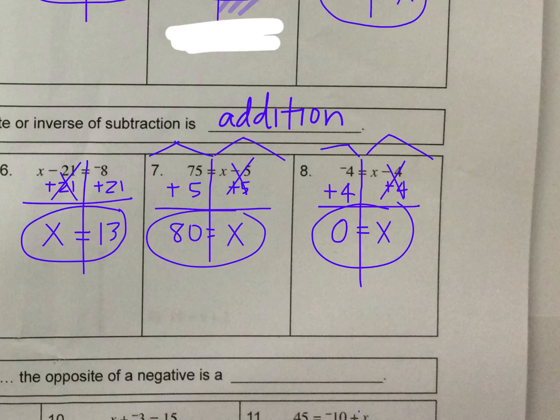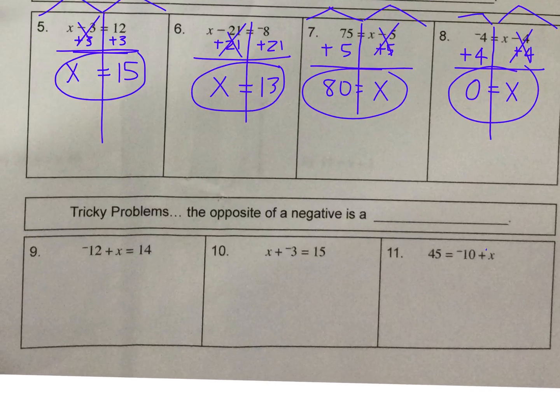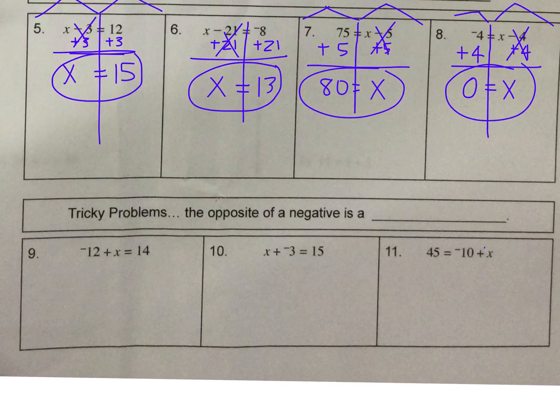All right, I think that's pretty straightforward. When you see addition, you subtract. When you see subtraction, you add. What you do to one side, you have to do the other. We have a few that can be weird sometimes. Remember that the opposite of a negative is a positive.